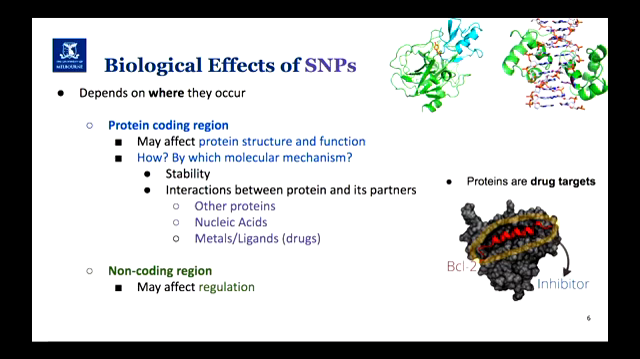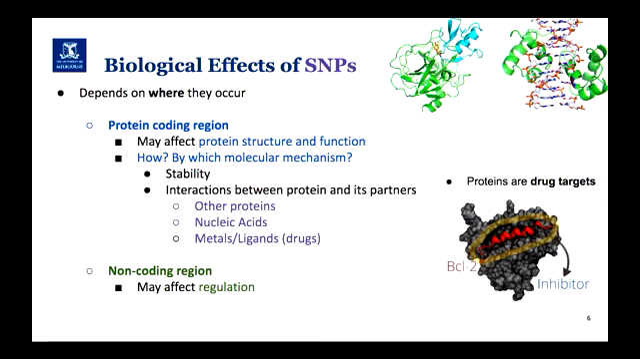We also mentioned that mutations have different biological effects, and we were interested in a specific type of mutation, small changes called single nucleotide polymorphisms, or SNPs. It is just one change of a nucleotide in the genome. Depending on where it occurs, it could be in a protein coding region, which could potentially affect protein structure and function, or in non-coding regions, where it could affect regulation.